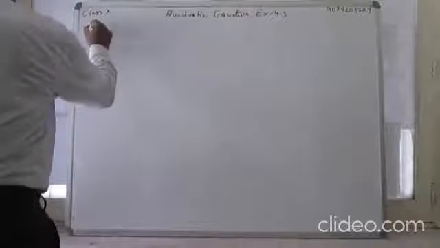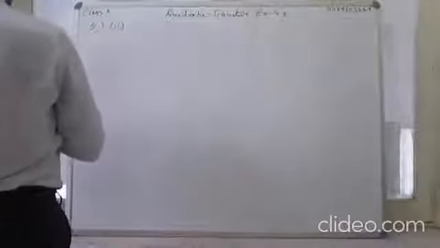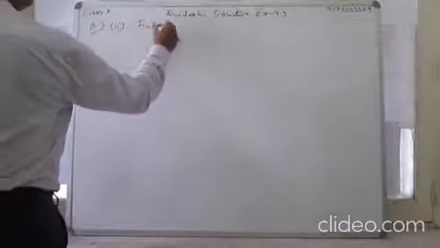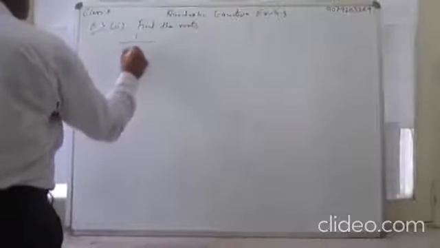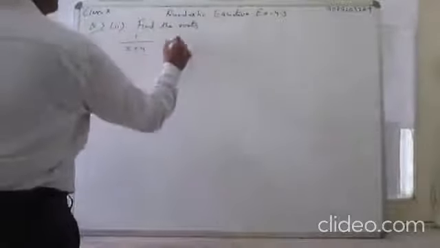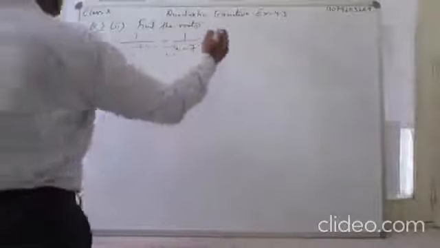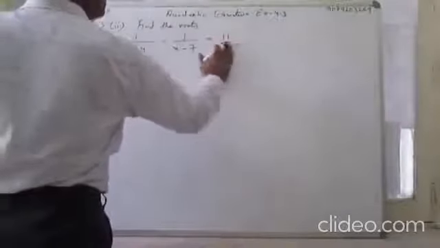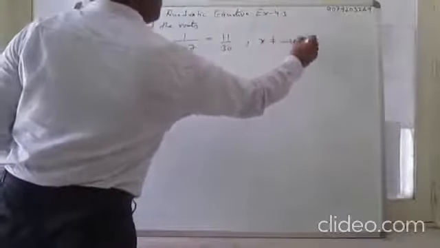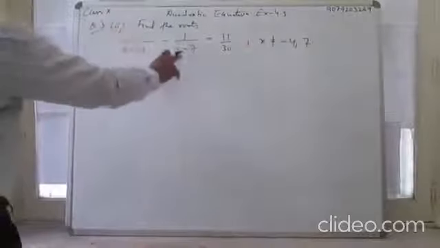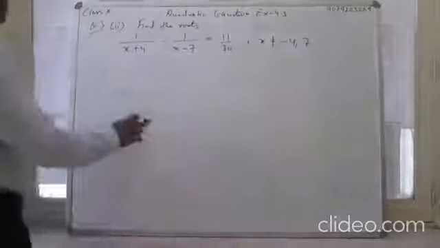Question third, second part. Find the roots of the following equation: 1 upon x plus 4 minus 1 upon x minus 7 is equal to 11 upon 30, where x is not equal to minus 4 and 7. At minus 4 it would become infinity, and likewise at 7, so we do not accept these two values. Okay, what are the roots of this equation?